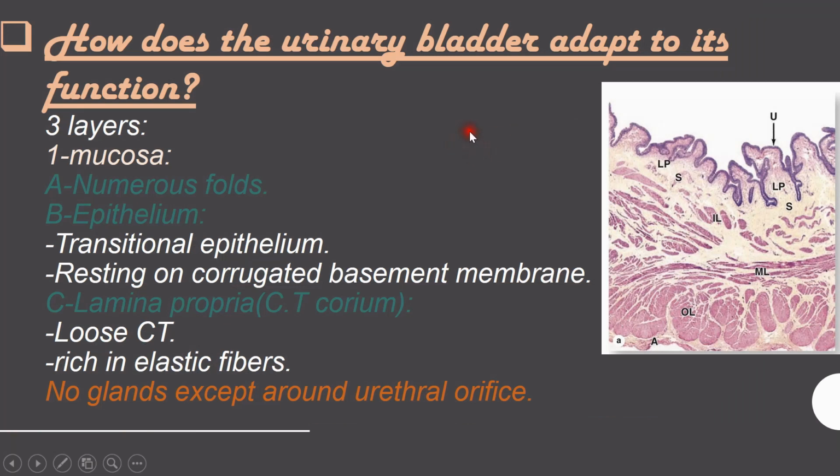The lamina propria and the urothelium both make up the mucosa. Note that there is no gland except around the urethral orifice. These are a group of mucous glands that help against the corrosive effect of urine.